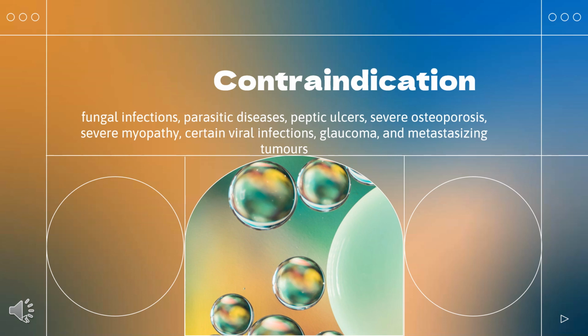Who cannot use triamcinolone? Contraindications for systemic triamcinolone are similar to those of other corticoids. They include systemic mycoses, fungal infections, and parasitic diseases, as well as 8 weeks before and 2 weeks after application of live vaccines. For long-term treatment, the drug is also contraindicated in people with peptic ulcers, severe osteoporosis, severe myopathy, certain viral infections, glaucoma, and metastasizing tumors.